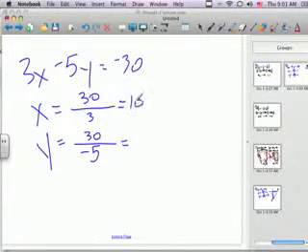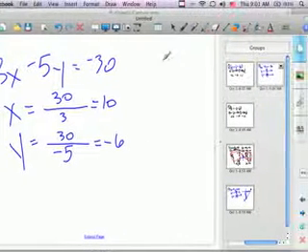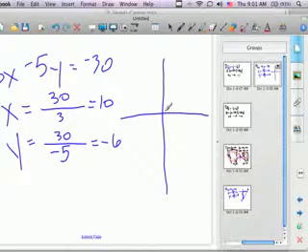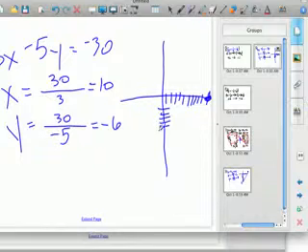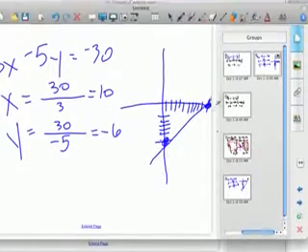30 divided by 3 is 10. 30 divided by negative 5 is negative 6. And guess what, kids? Those are my 2 points. So 1, 2, 3, 4, 5, 6, 7, 8, 9, 10. X equals 10. 1, 2, 3, 4, 5, 6. Negative 6. And look, there's my line.